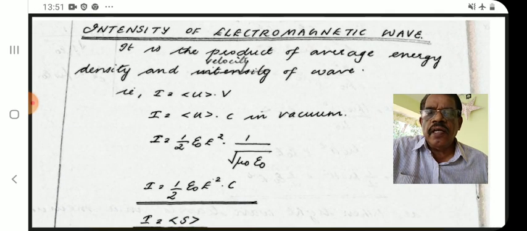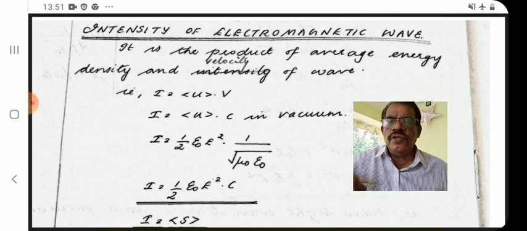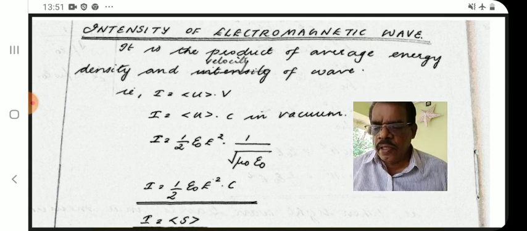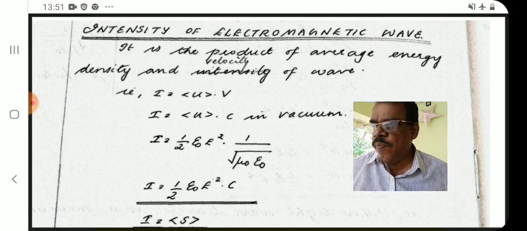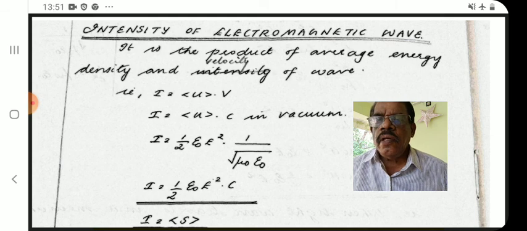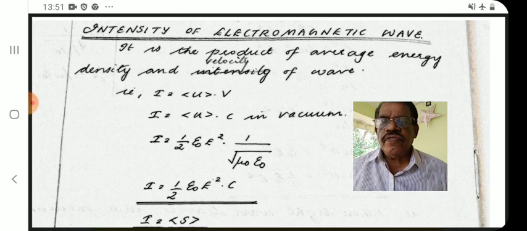Now we study another important term, which is intensity of electromagnetic wave. Intensity of EM wave is the product of the average energy density and the velocity of the wave.